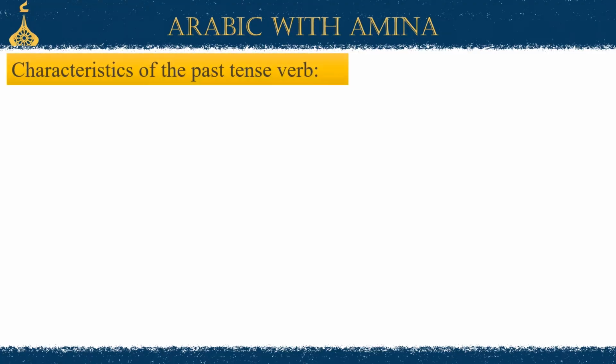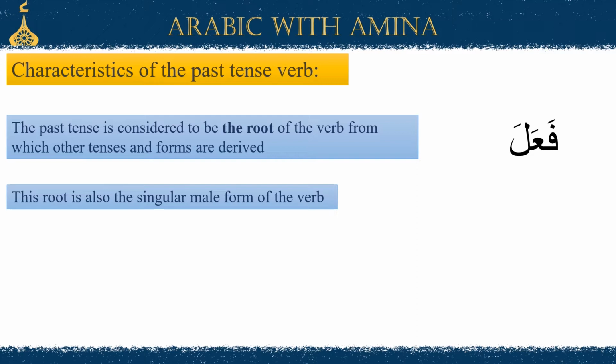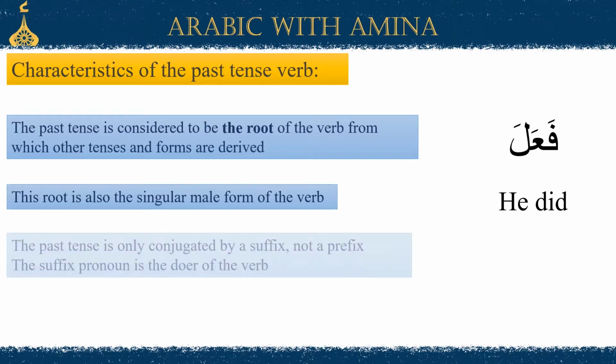There are a few characteristics of past tense verbs. The past tense is actually considered to be the verb root from which other tenses and forms are derived. Our template for verb roots was فعل. This means that the verb root is also the singular male form of the verb. So فعل would mean he did. When conjugating past tense verbs, they are conjugated by a suffix only and not a prefix. This suffix will reflect the doer of the verb or the action.